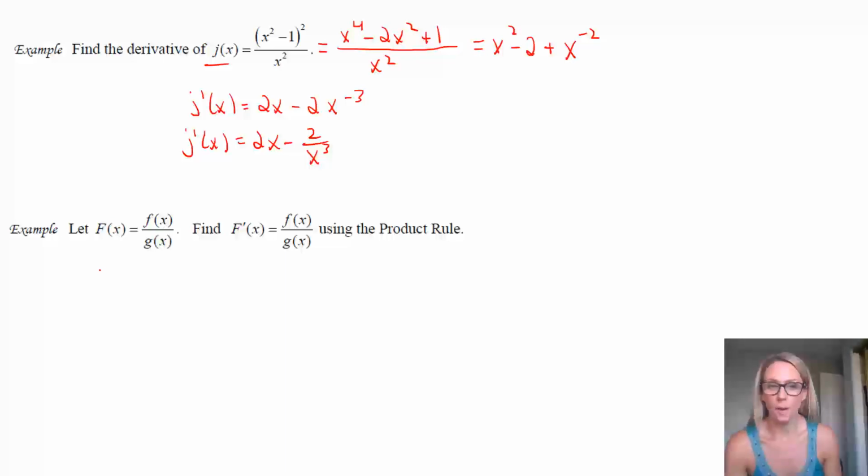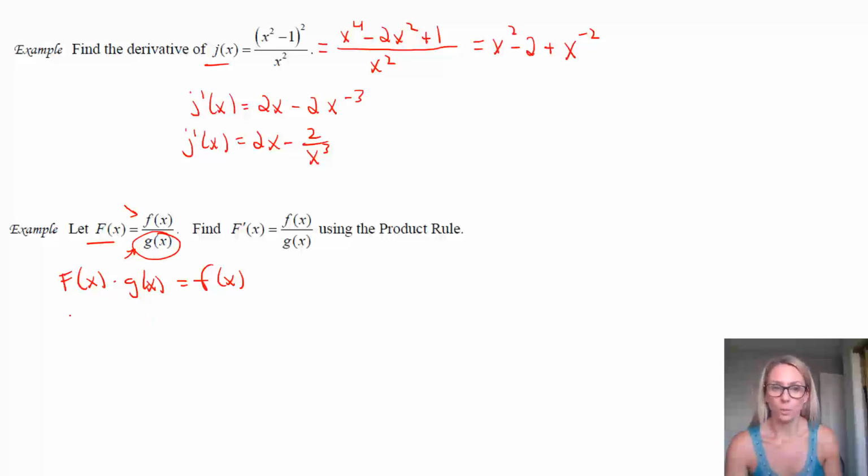Okay, so the last problem here is let big F of x be f of x over g of x. And it says find the derivative of this big F of x, but use the product rule. And you might be thinking, well, that's weird because I have two things divided by each other. Why am I using the product rule? So one of the ways to do this, which I think is a good way to go about it, is to multiply both sides of this by little g of x. So I'm going to have big F of x times g of x, and that's going to equal f of x.